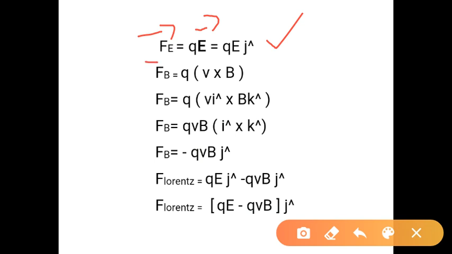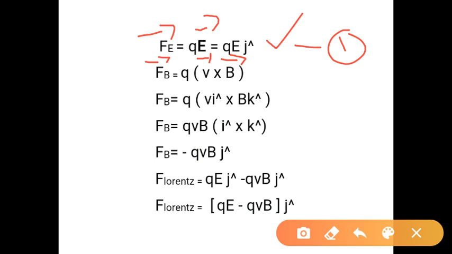Similarly, what is magnetic force? Vector Fb. How we can write vector Fb? Q into vector V cross vector B. From this first equation, we got electric force. And from this equation, it is clear that the magnitude of electric force is QE and its direction is given by j cap. j cap denotes positive y direction. Therefore, the direction of electric force is along positive y direction.